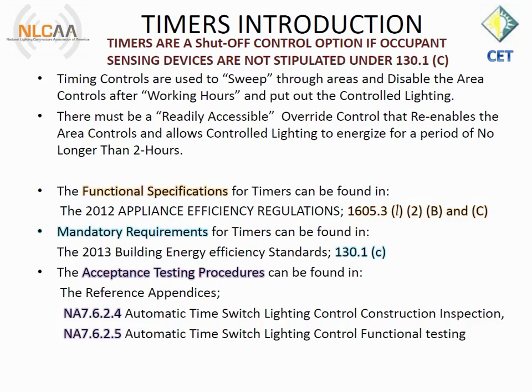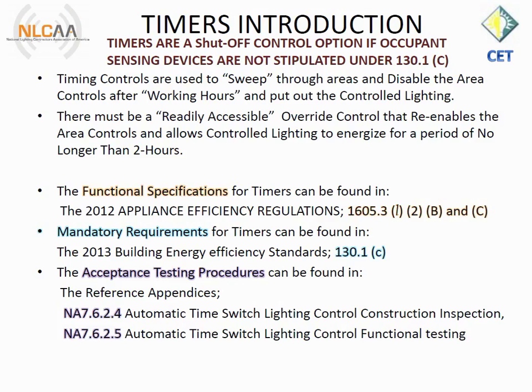You can find the information on timers in all the usual places. We find our minimum functional specifications to sell them at a hardware store in Section 1605.3(l)(2) of Title 20. We find the requirements to be mandatorily installed in the Building Energy Efficiency Standards, 130.1(c), and we find the acceptance testing procedures for indoor timers in NA7.6 of the reference appendices.